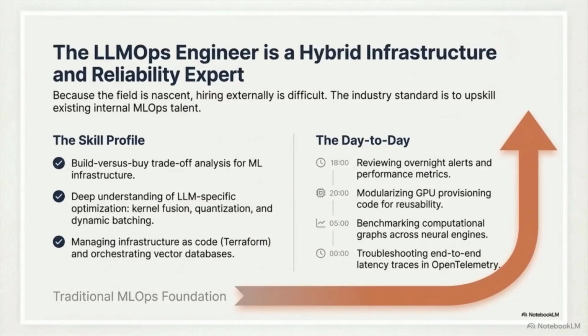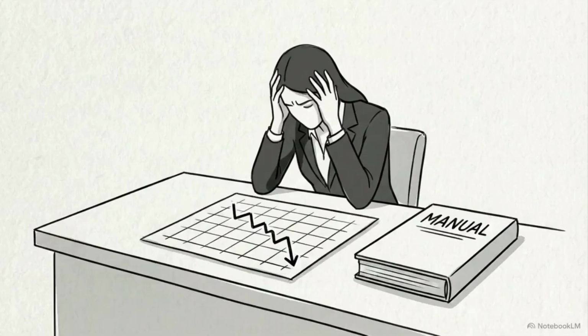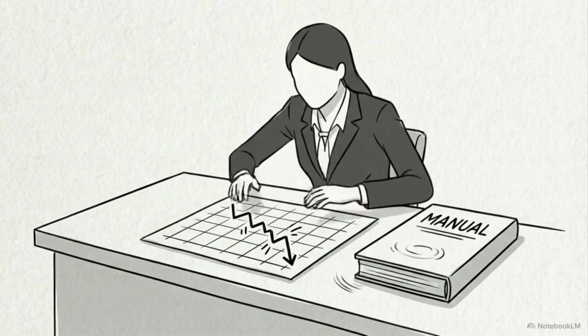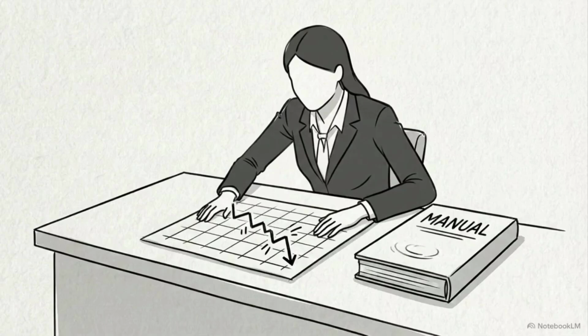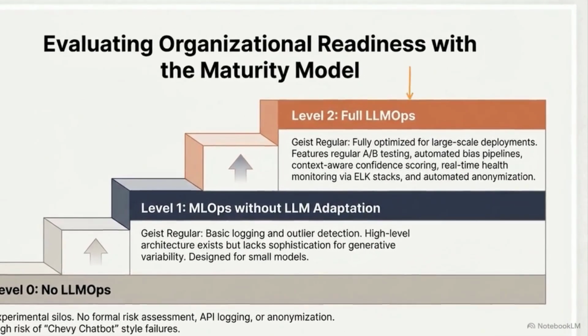An AI pipeline is only as reliable as the team running it. Without translating technical traces into business metrics and staffing specialized operations talent, generative AI remains an expensive academic experiment. This maturity model assesses organizational readiness. At the bottom, Level 0 operates in experimental silos without formal risk assessment, exposing companies to early chatbot failures. Organizations must ascend to Level 2, full LLMOps, where deployments are optimized for scale and real-time monitoring.